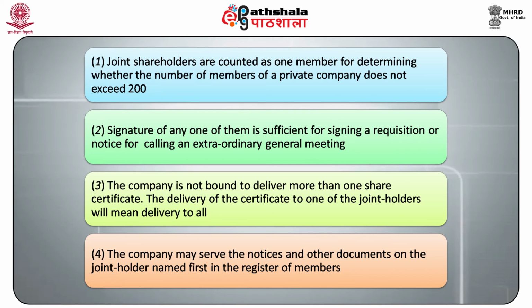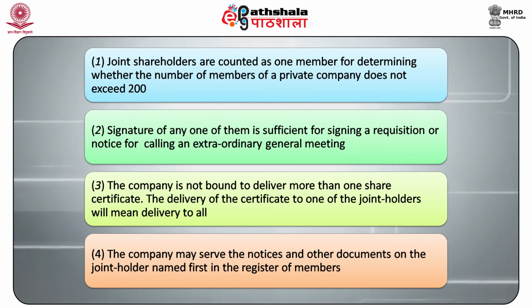The provisions related to joint shareholders can be summarized as follows. First, joint shareholders are counted as one member for determining whether the number of members of a private company does not exceed 200. Next, the signature of any one of them is sufficient for signing a requisition or notice for calling an extraordinary general meeting. Next, the company is not bound to deliver more than one share certificate. The delivery of the certificate to one of the shareholders will mean delivery to all.